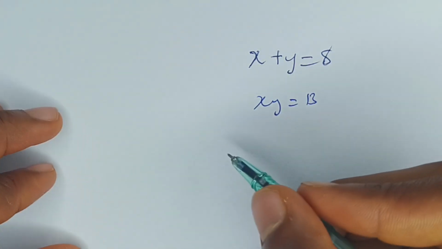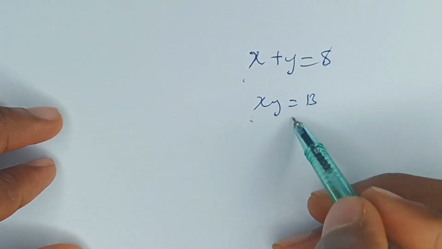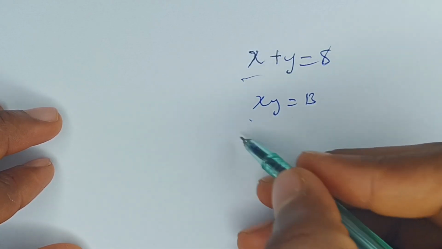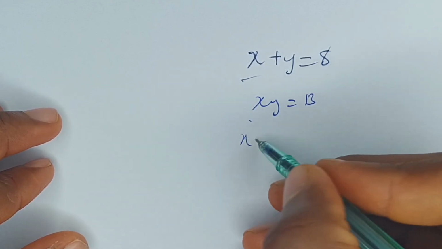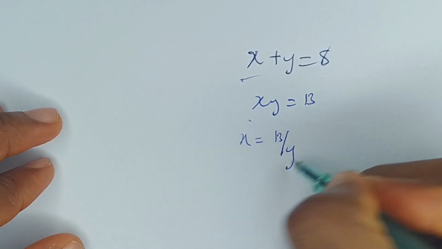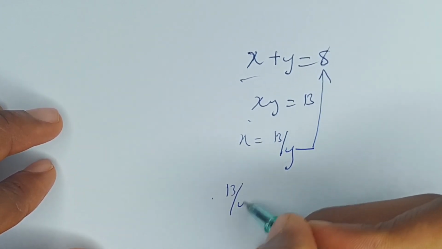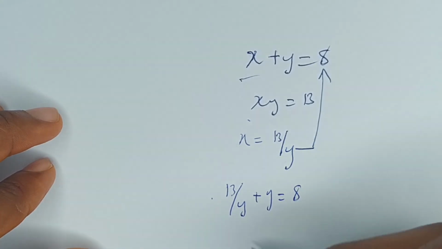Let's solve this together. It says x plus y is 8 and xy is equal to 13. How do we solve this? First things first, you can say that x is equal to 13 over y. Substituting this into the other equation, we have 13 over y plus y is equal to 8.